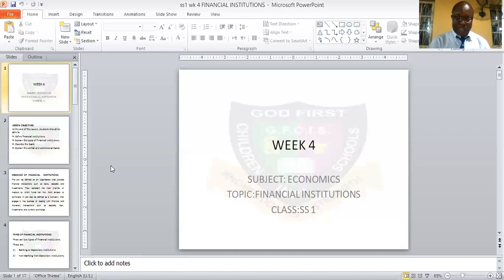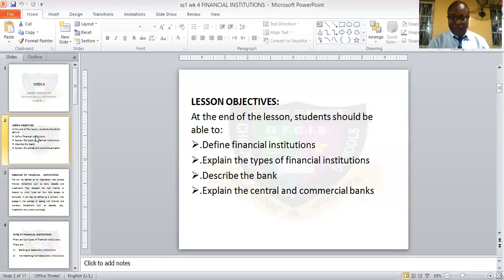Then let us look at today's topic. You can see the topic on the screen, that's financial institutions. Let us look at the lesson objectives. At the end of the lesson, students should be able to define financial institutions, explain the types of financial institutions, describe the bank, that is, define what a bank is, and explain the central bank and commercial banks. So we'll be looking at these one after the other.